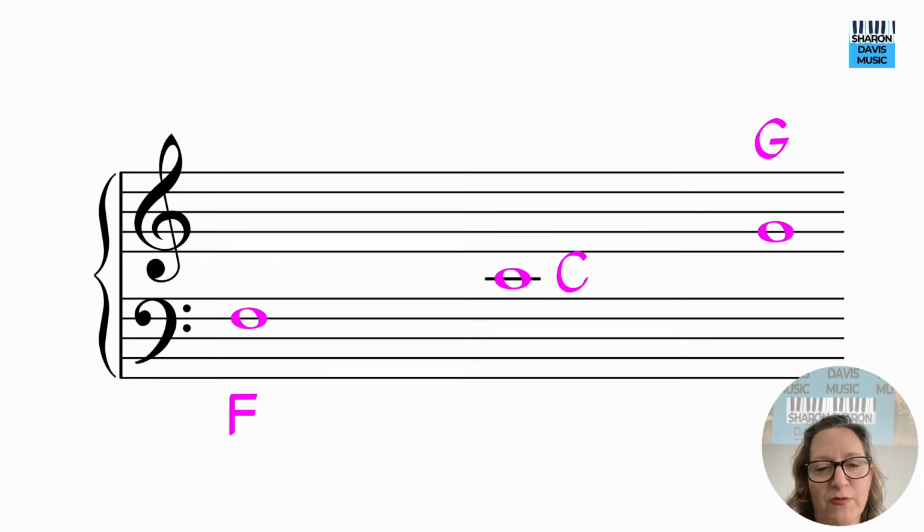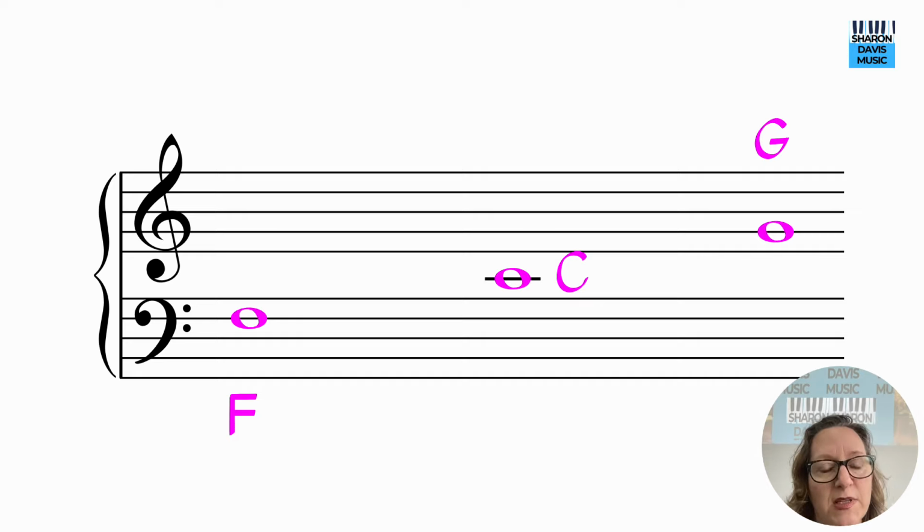Another note that's really useful to memorise is middle C, and that actually sits between the treble clef and the bass clef staves. So you can see the middle C note there. It's actually got its own little line in the middle of it. That's called a ledger line, and you use that when you want a note that's either above or below the 5 lines of the stave. You just kind of draw another one, and it's called a ledger line.